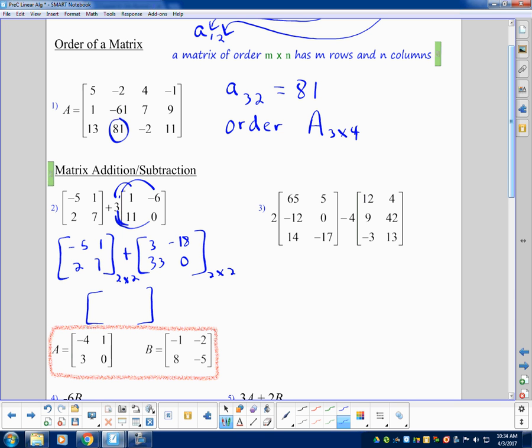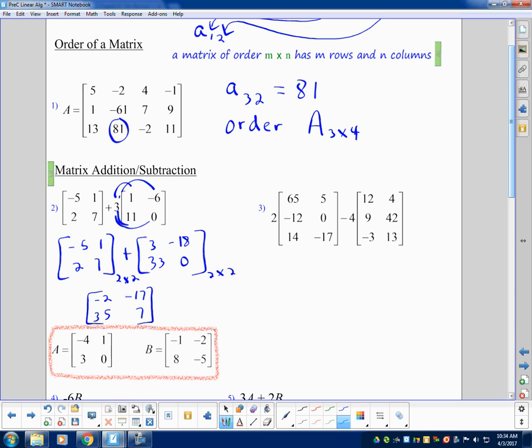Negative 5 plus 3 is negative 2. 1 plus negative 18, negative 17. 2 plus 33. 7 plus 0 is 7. So really simple to do. So that's addition.